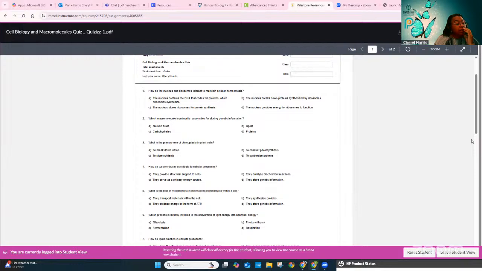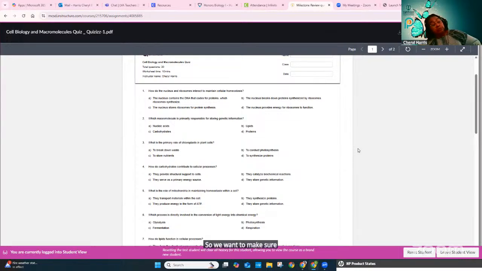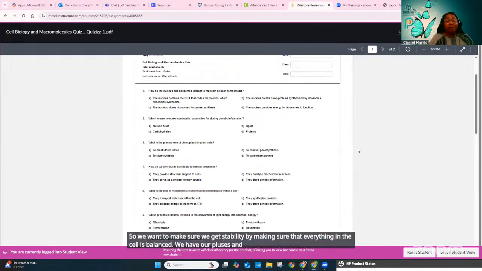Anybody? Stable is a good word. I like that. Stability. So that's stability. But the word I was looking for is balance. Thank you, Natalie. Balance. That's the word I was looking for, balance. So we want to make sure we get stability by making sure that everything in the cell is balanced. We have our pluses and minuses, and we have a balance.